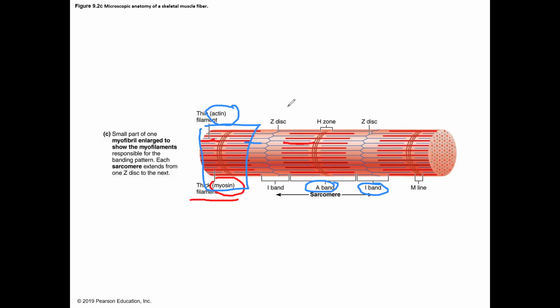And again, the functional unit is from one Z disc to another Z disc. And again, the functional unit is the smallest component of the system here that does its job, which is to get shorter in length, to contract. It's an area from one Z disc to another Z disc. It's called a sarcomere.